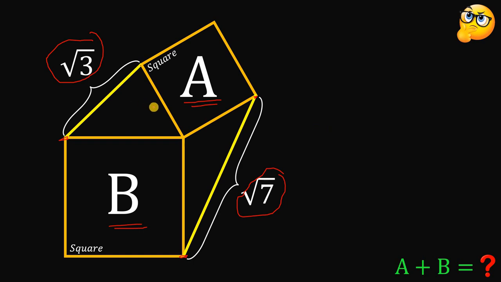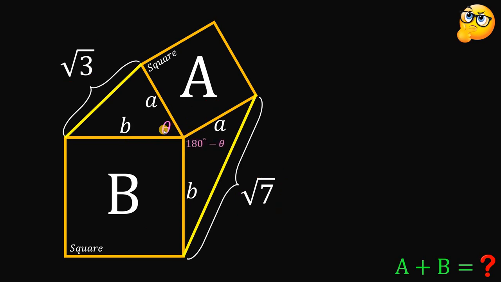Alright, now to answer this question, let's call the side length of the square A be equal to small a, since all of this side is equal, because it is a square, so all of this side must be equal to a. Now, the side length of this square B, let's call this as side b, like this. Now, let's call this angle over here theta. Since we have here 90 degrees, we also have here 90 degrees or 180 degrees. This angle right over here, opposite of this angle theta, must be equal to 180 minus theta.